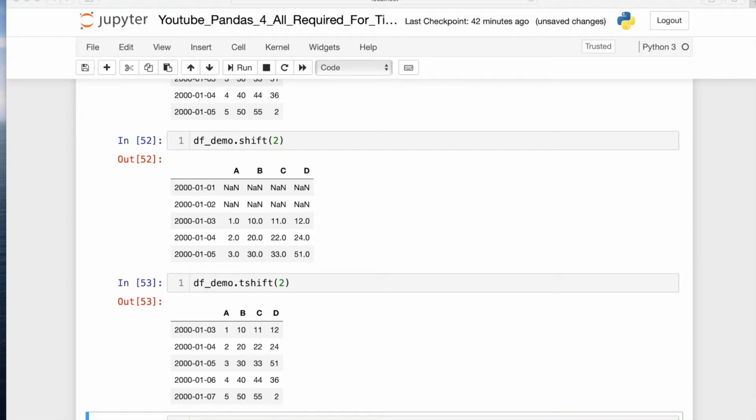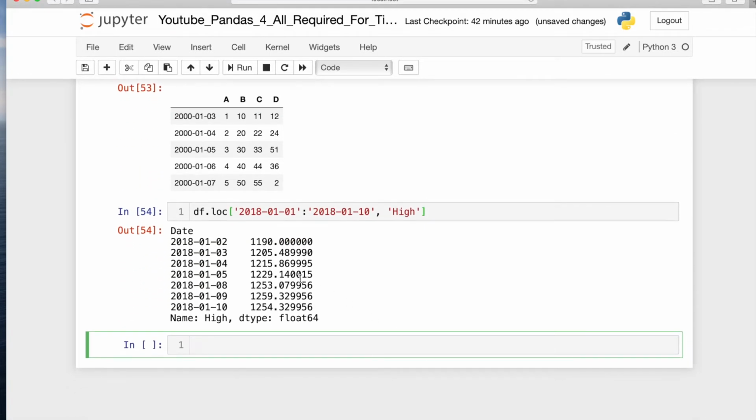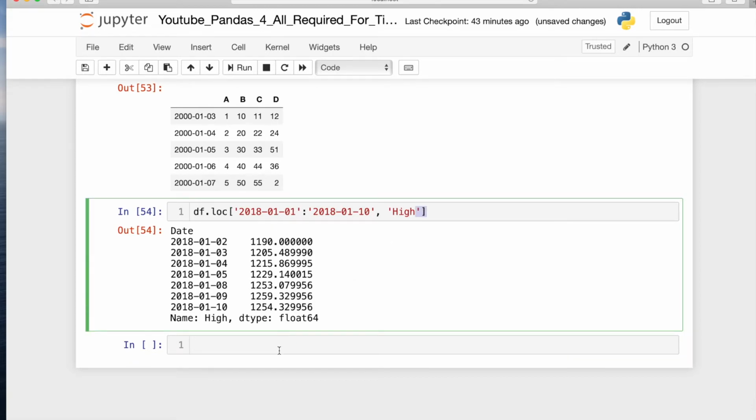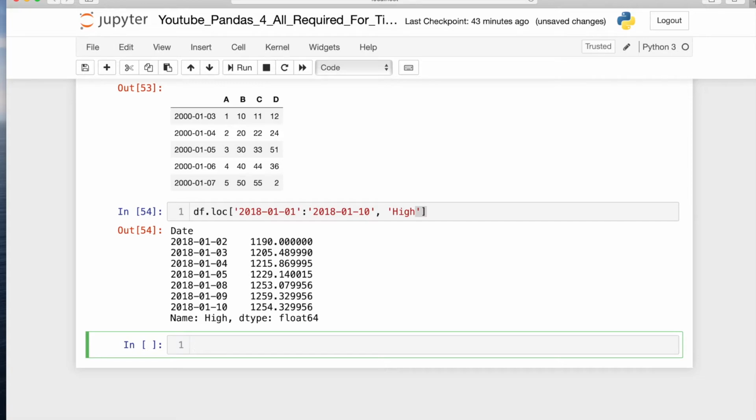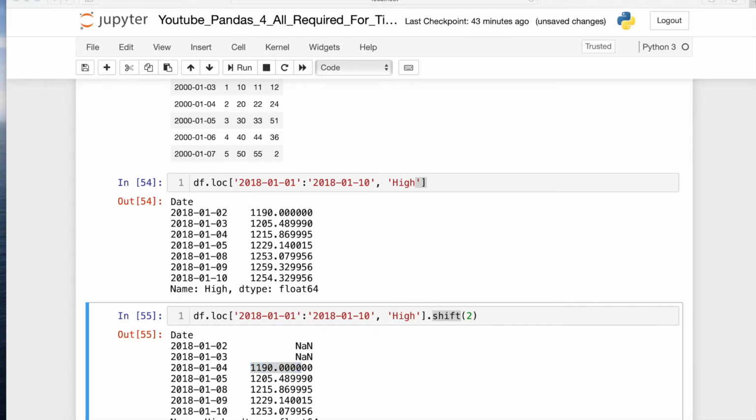And if you want to see those shifts in my actual Amazon price data, what I will do, I have this data, right? We already discussed from 1st January to 10th January of the high column, the series of data. Now let me do the shifting by 2 and see how it looks. So I call the shift. Now you can see this 2 shifting is here. What about the 1190 for the 2nd January? It becomes the 119 for the 4th January, right?